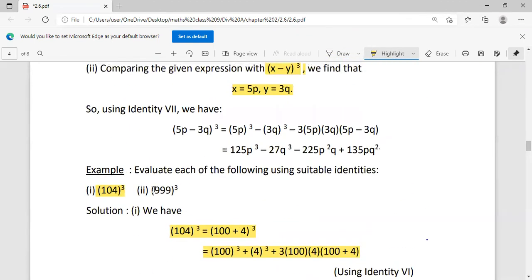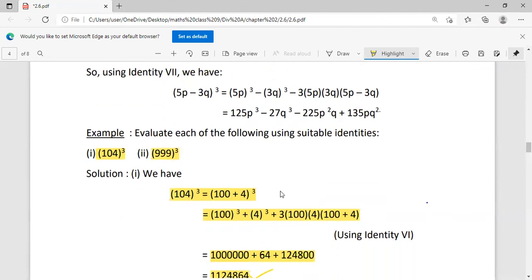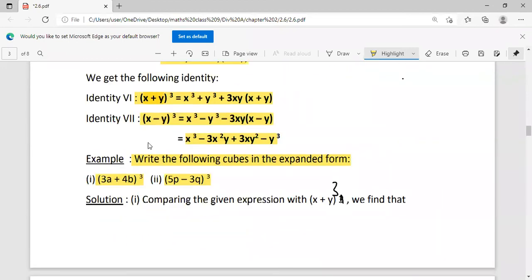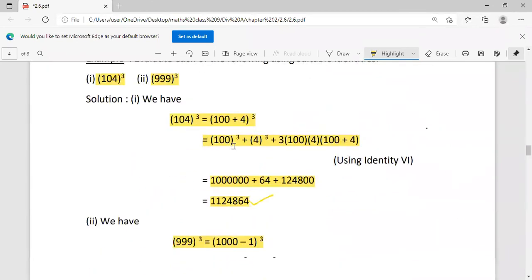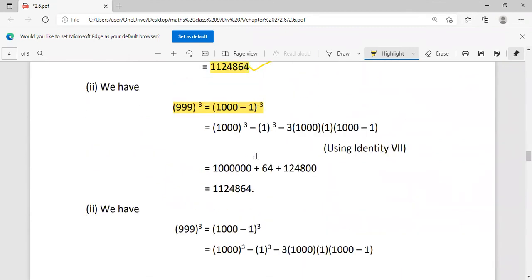And again, see the next question. 999 whole cube. Again, you should write it as a multiple of 10. 1000 minus 1, so 1000 minus 1 whole cube, and you can directly apply the 7th identity. They are easy, right? Just apply this one and you can find the answer.